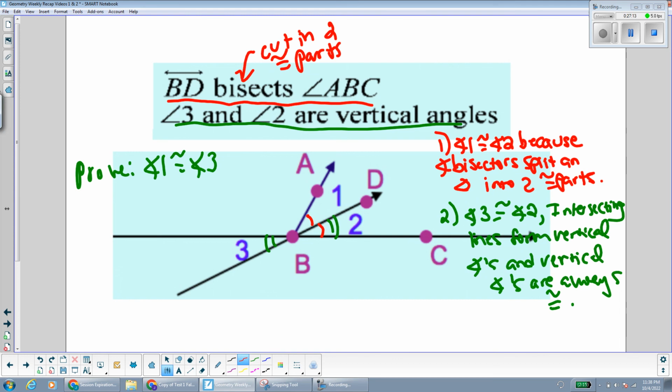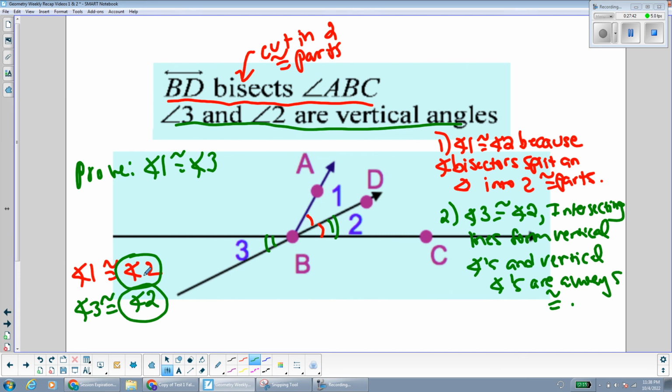Okay, so we already know angle 1 is congruent to angle 2. I'm going to write that here. We showed that in our first step. We also showed that angle 3 is congruent to angle 2. They weren't vertical angles. Notice how angle 1 and angle 3 are both congruent to the same angle, angle 2.